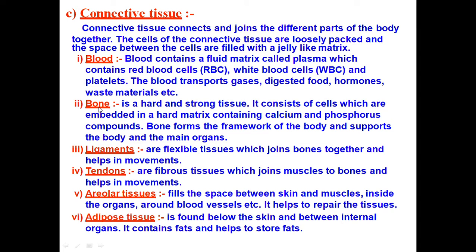Then bone is another example of connective tissue. It is a hard and strong tissue. It is non-flexible. We cannot bend the bones. It consists of cells which are embedded in a hard matrix. Just like the blood, it also has a matrix, but this matrix is made up of calcium and phosphorus. Then the bones form the framework of the body. They support our body organs and the main organs, and we are able to move from one place to another with the help of these bones only.